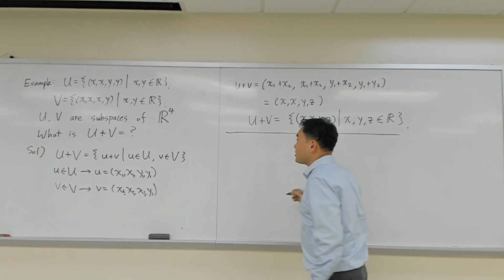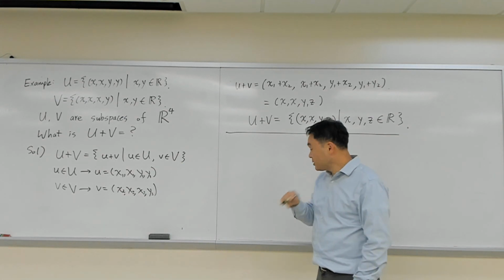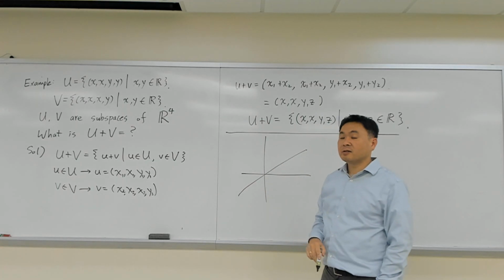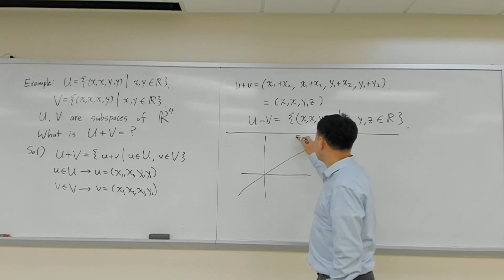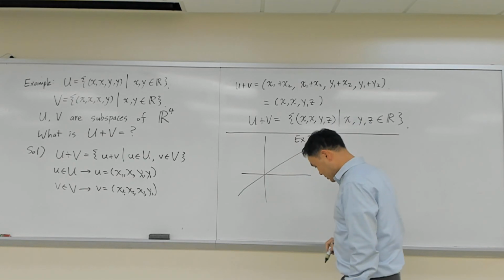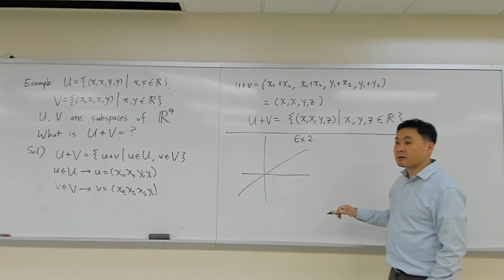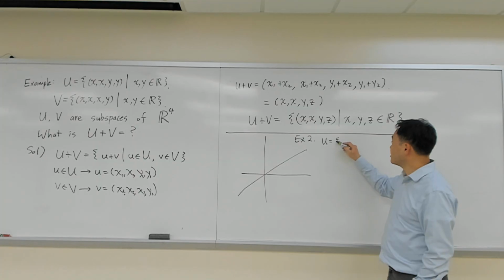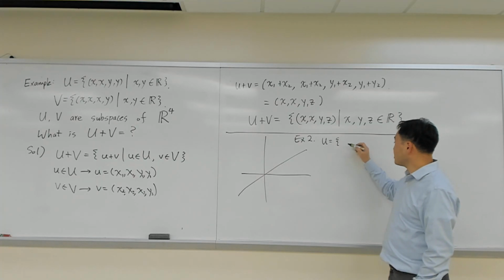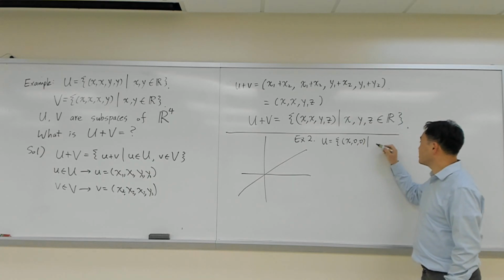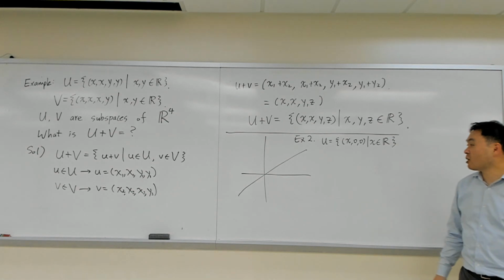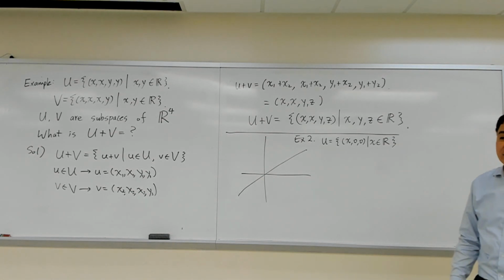I probably should have done the following example. Let's say, example 2. Let's say, in this case, U is just (x, 0, 0). So it's a subspace of R³, which is just the x-axis.